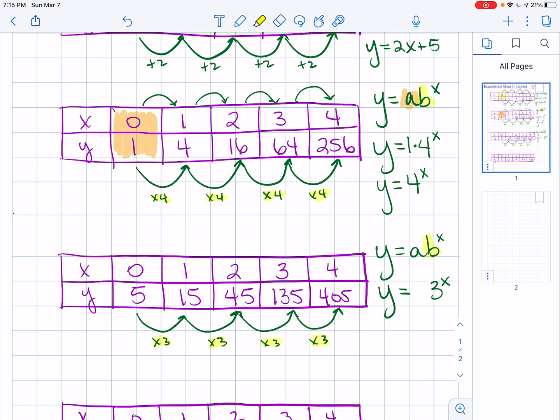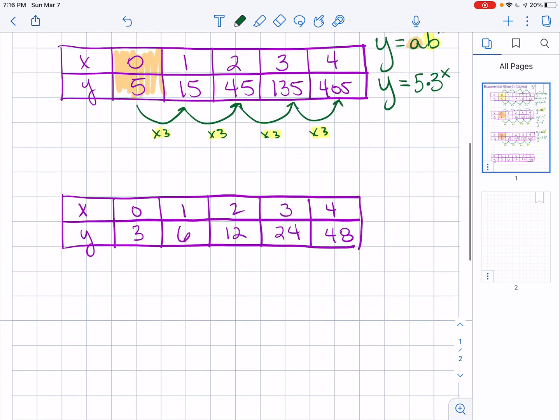I'm going to look to my table, and I'm going to say, okay, when x is 0, what is y? It's 5, so that's going to be my initial amount, which is my a. So I'm taking 5 times 3 to the power of x. If I want to check this, I can look at my values. So 3 to the power of 0 is 1, times 5 is 5. Then if I go to the next set where x is 1, 3 to the power of 1 is 3, times 5 is 15. If I go to the next value, 3 squared is 9, 9 times 5 is 45, and you will see that it works all the way through.